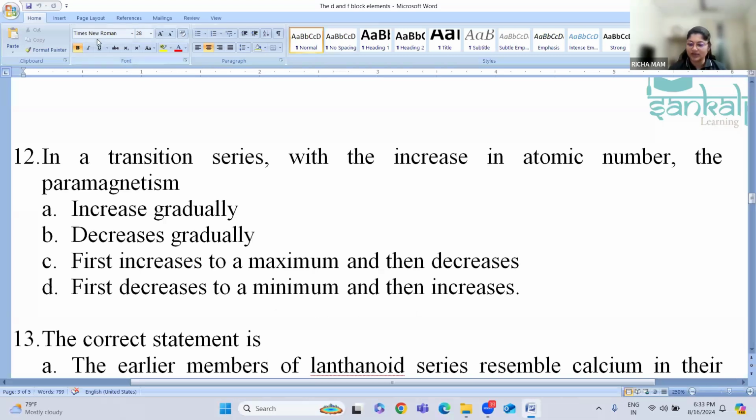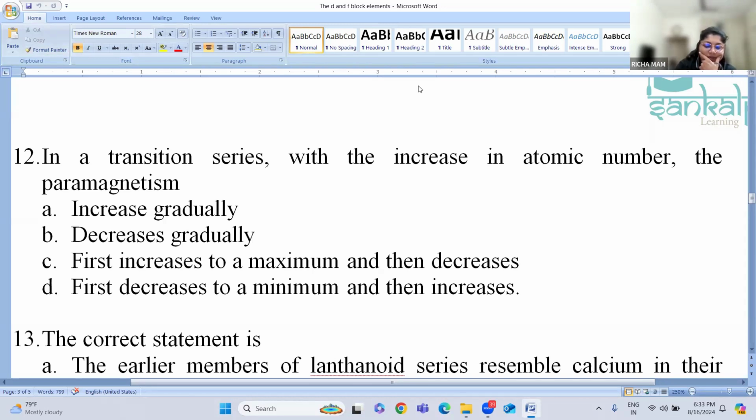Now we know what a transition series is. D block elements are called the transition series. As you proceed from left hand side to right hand side, there is an increase in atomic number of the elements. That is, if you take scandium onwards to zinc, as an example. So what happens in the transition series with the increase in atomic number?